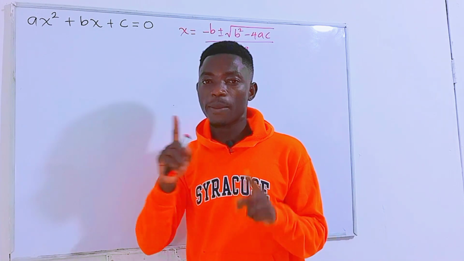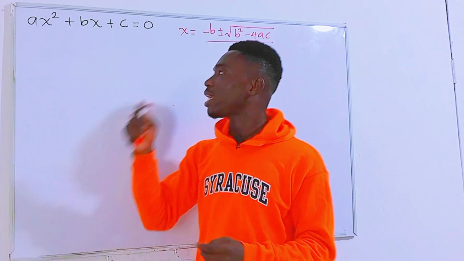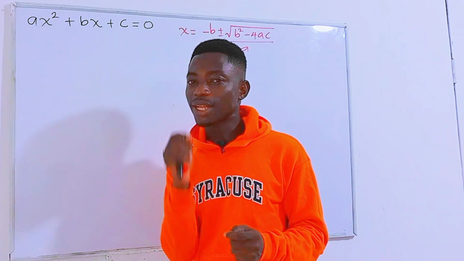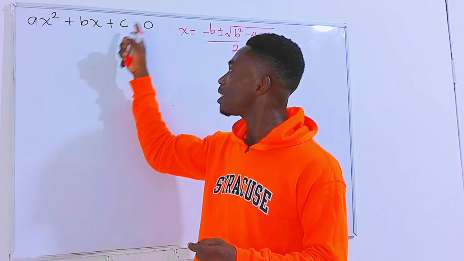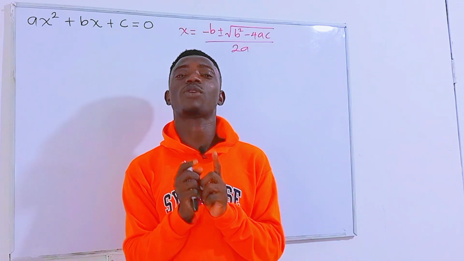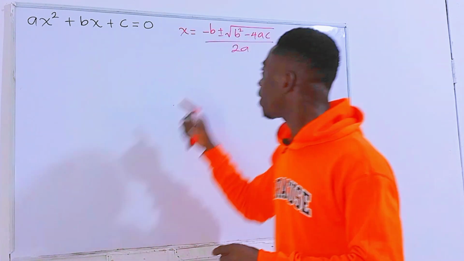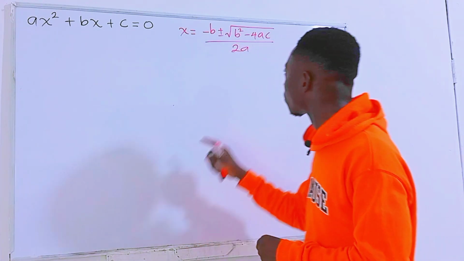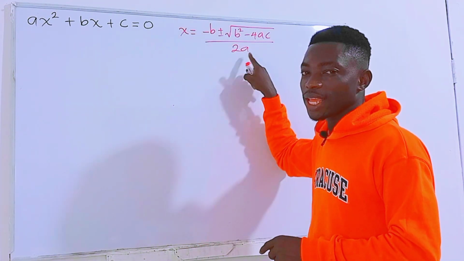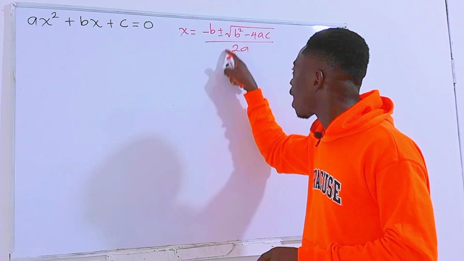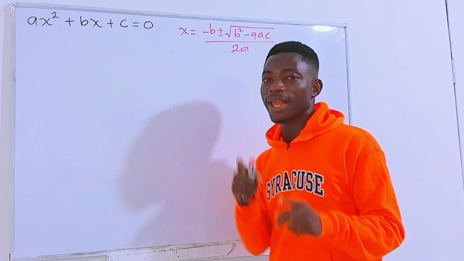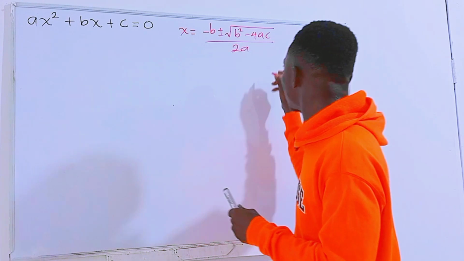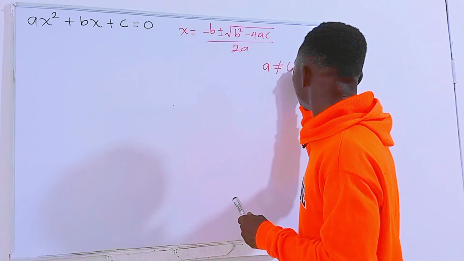This a can never be 0, and the reason is this. If a is equal to 0, then the whole of this term is going to disappear. And if that happens, then we'll be left with bx plus c is equal to 0, which is never a quadratic equation. And besides, if this is indeed a solution to the quadratic equation right here, a cannot be 0 because we have the denominator to be 2a. If a is equal to 0, then everything right here is undefined. And remember, any number divided by 0 is undefined. Therefore, it is important to state that a cannot be 0.